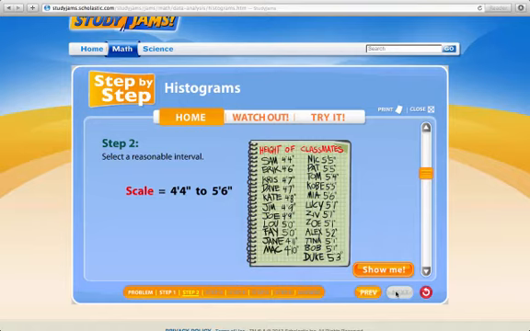Next step is to pick intervals that make sense for the heights. If we use 2-inch intervals, we'll have 5 intervals. That's a good number of intervals. It won't be too many or too few.